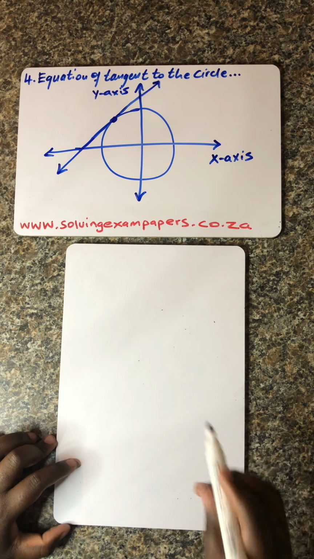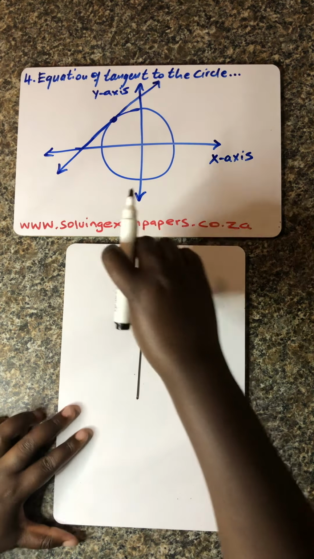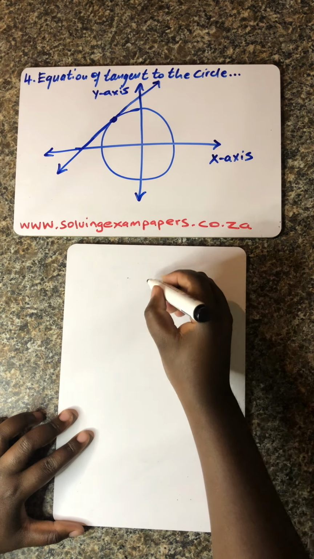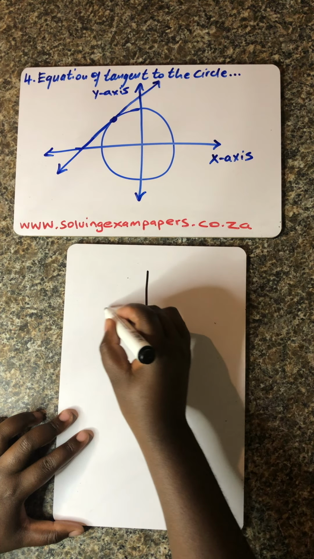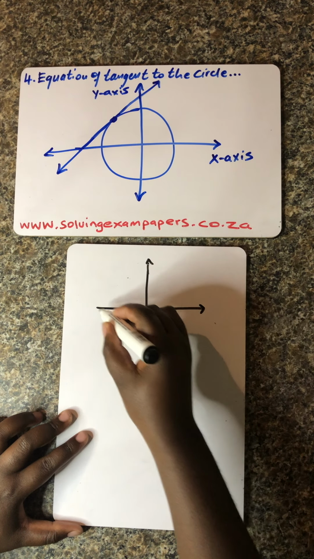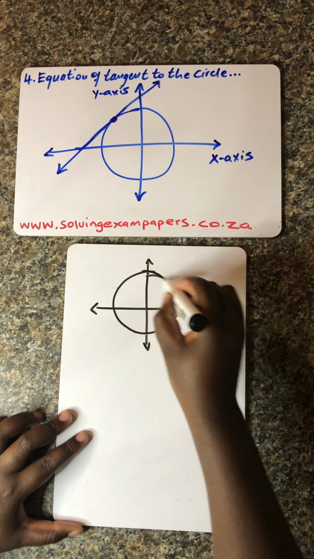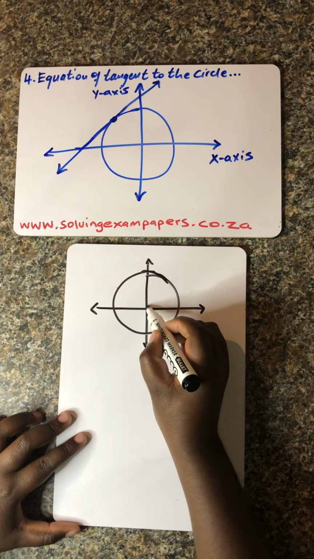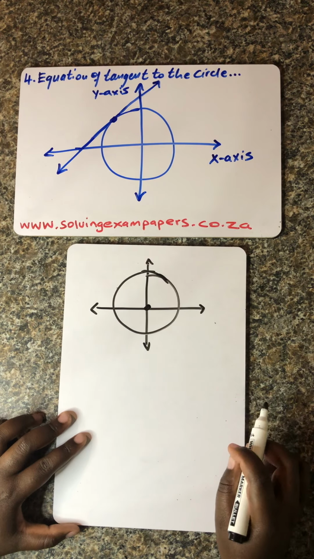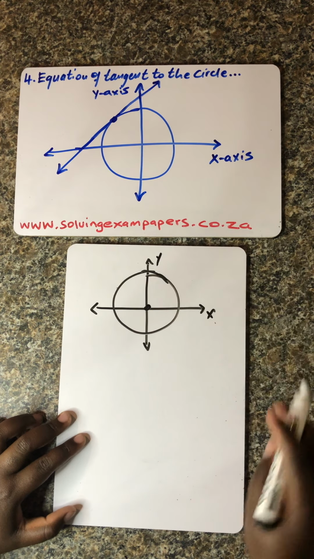So ladies and gentlemen, let's say we've got our Cartesian plane. Let me just draw something a bit smaller. That, and that. Okay, and say we've got a circle like that. Okay, this is the center of our circle, ladies and gentlemen. Let's say obviously this is y, this is x.